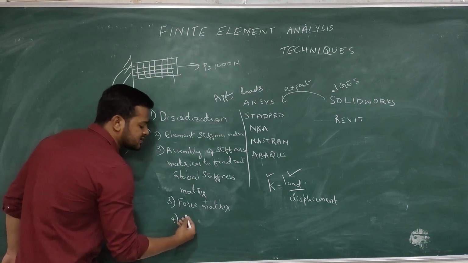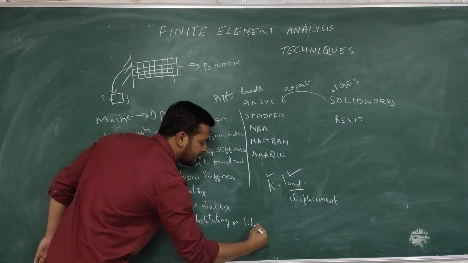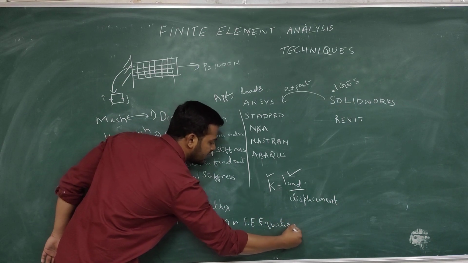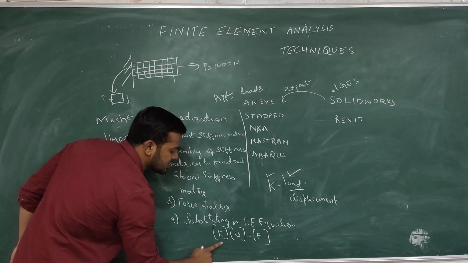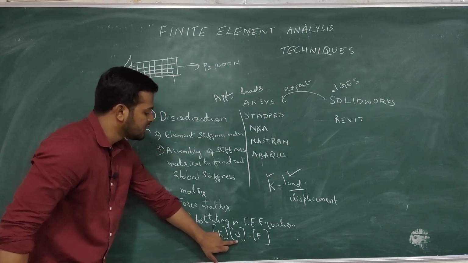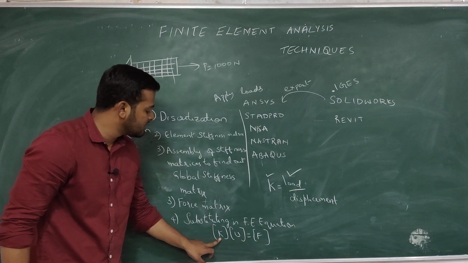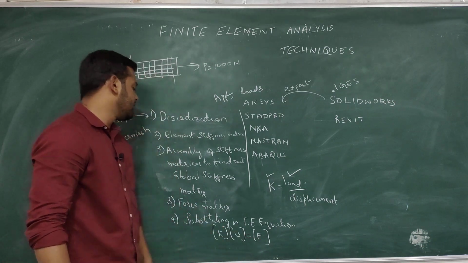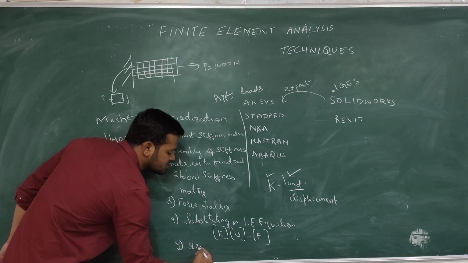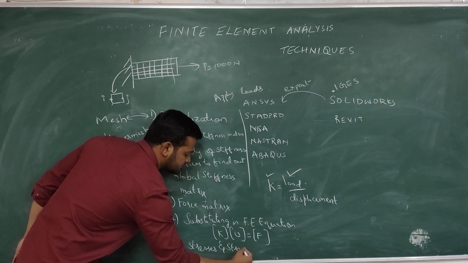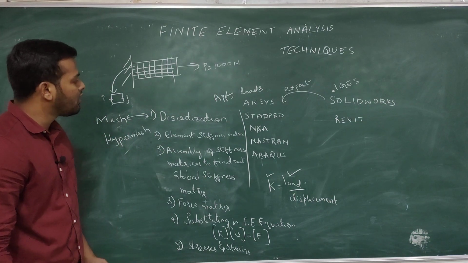Next is substituting in the finite element equation. The finite element equation is K into U is equal to F, because K is force by displacement. In finite element analysis, U stands for displacement, and F is also called force or load. So I can say that the finite element equation is K U equals F. After this, I can find out the stresses and strains. Once we are able to find out displacement, we can find out stresses and strains. So while solving a problem, these 5 steps we will be using to solve any long answer or short answers.